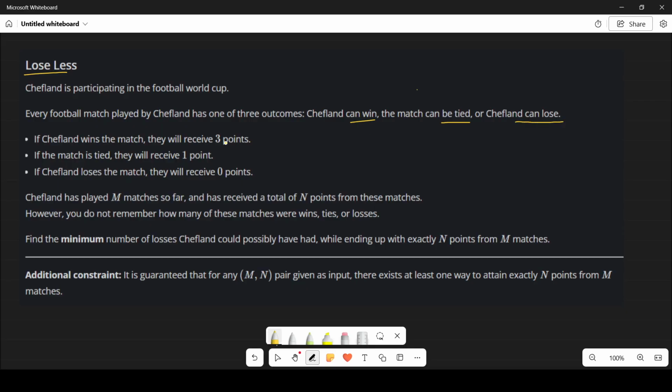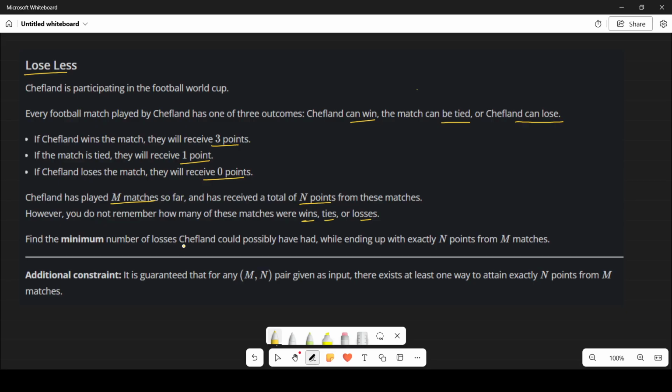So if Sheffland wins, then they get 3 points. If Sheffland ties, they get only 1 point, and if Sheffland loses the match, they receive 0 points. So Sheffland has played M matches so far and has received a total of N points from these matches. However, you don't remember how many of these matches were wins, ties or losses.